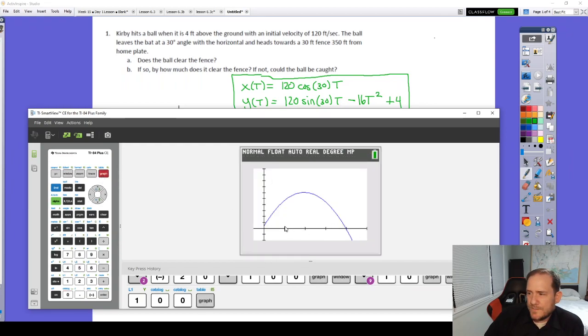Suddenly now, I have a much more useful looking graph. I see there's 100, 200. I see the maximum height occurs at about almost exactly 200. I see that my maximum height, I can expect it to be 10, 20, 30, 40, 50, 60, about 60. I can see that I hit the ground after about 400. This is better. It's obviously better.